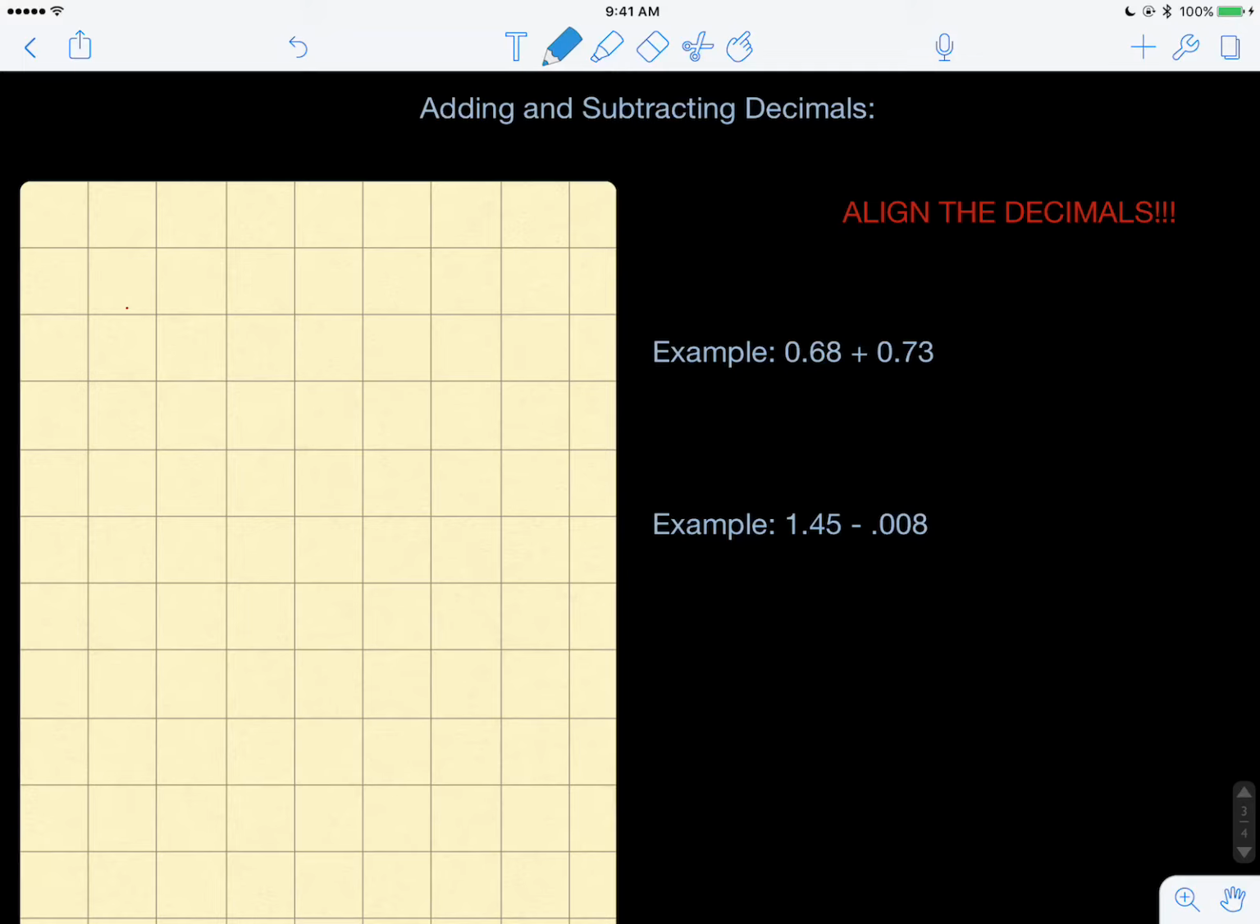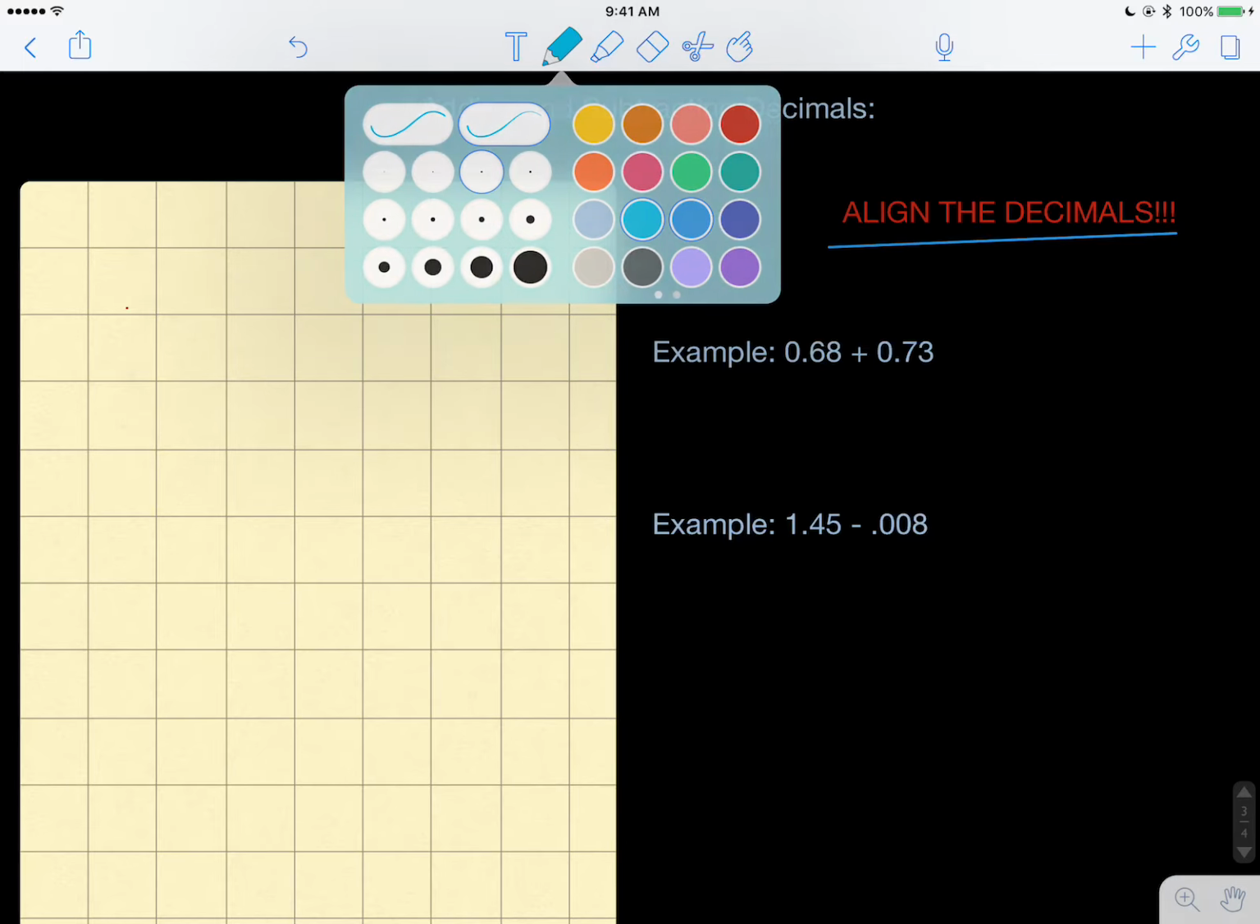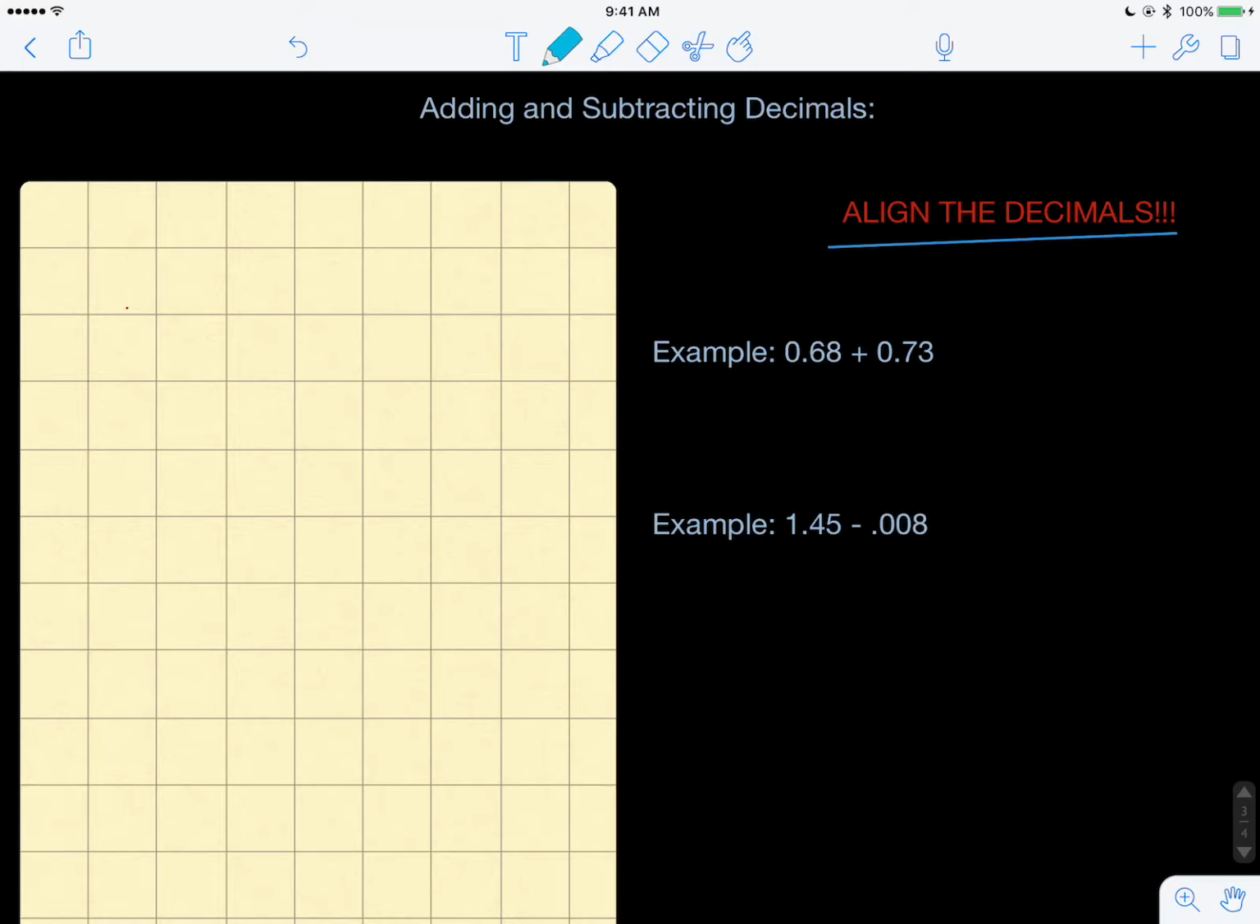The final part of this video is figuring out how I'm supposed to add and subtract decimals. When adding and subtracting decimals, there's only one key point that you absolutely have to remember, which is you have to align the decimals. Aligning the decimals is what allows us to accurately do this. For example, if I'm given, as a basic one, 0.68 plus 0.73, what I like to do is, first off, know for certain that I'm not going to forget the decimals.